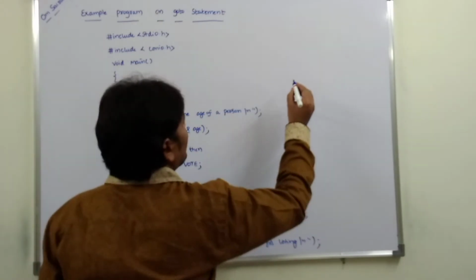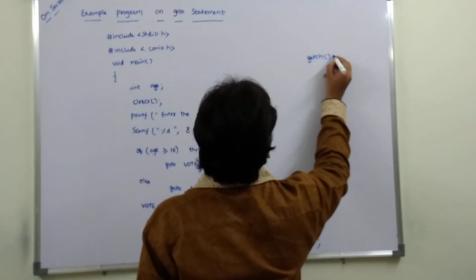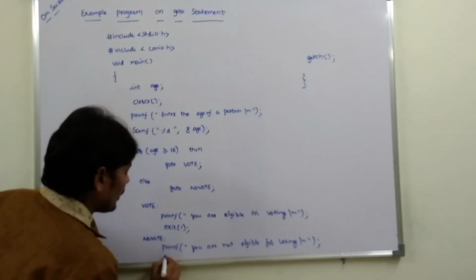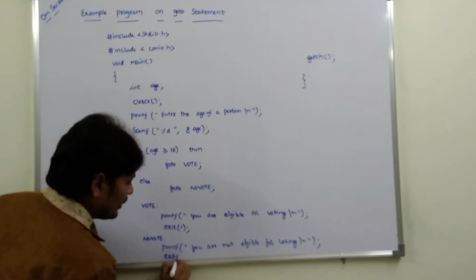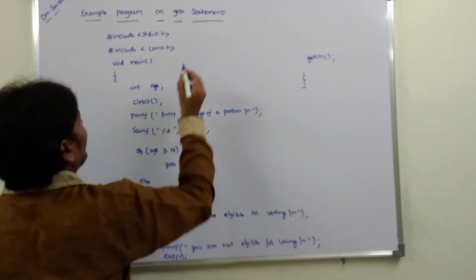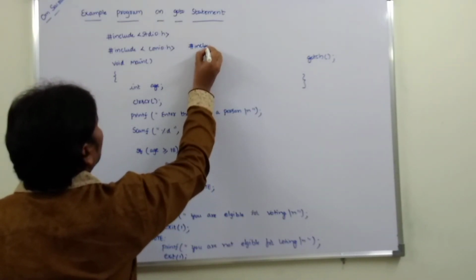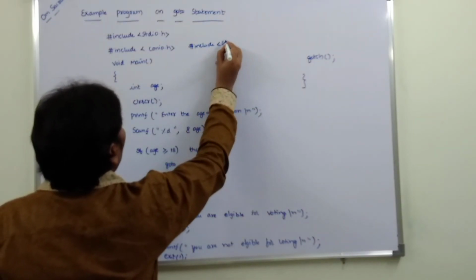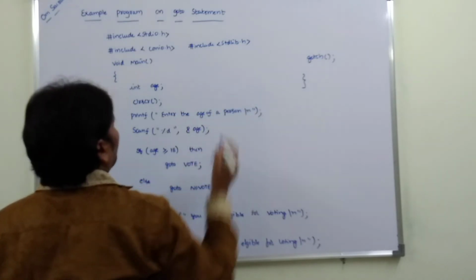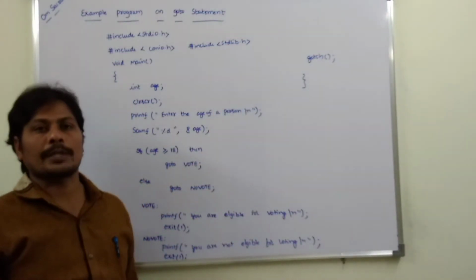Next, getch, and main close. Here we have to use exit(1), so whenever exit(1) is there, we add another header file, #include <stdlib.h>. So this is the program on the goto statement.